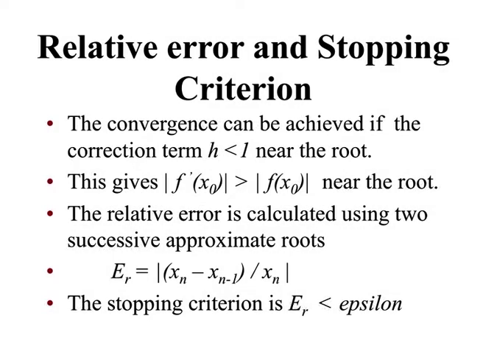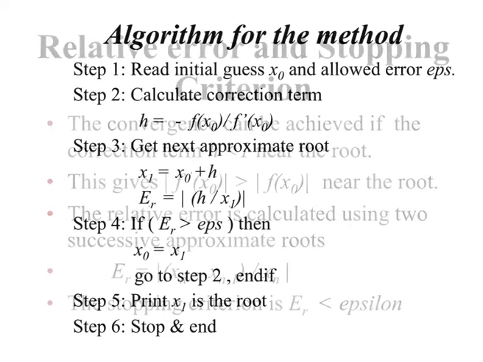Now, the stopping criteria, or rather the convergence criteria, for the Newton-Raphson method is that h should be less than 1 near the root. That means f dash x0 should be greater than f(x0). The relative error, similar to the false position method, will be calculated from two successive roots, and if ER becomes less than epsilon, the allowed error, we will stop. You can see the algorithm on your screen.